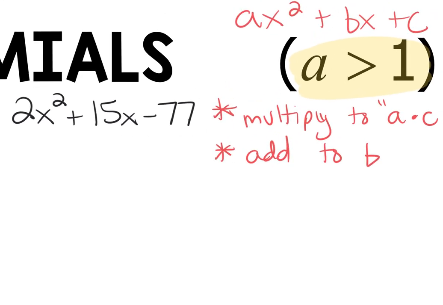Now, you can see just on those numbers alone, a 2, a 15, a 77, none of those have a greatest common factor. So we can't take anything out. We have to just kind of go with it as it is.